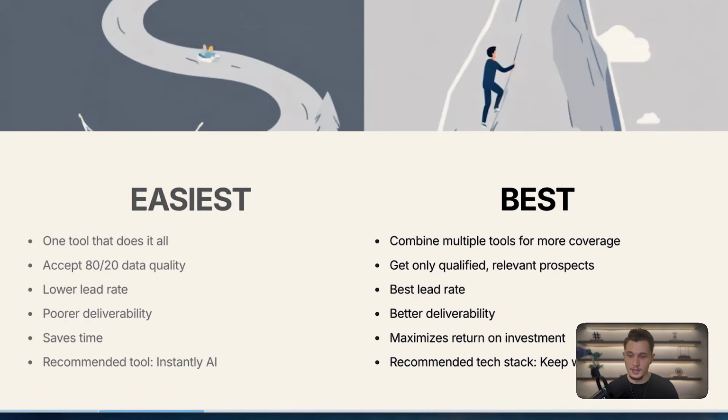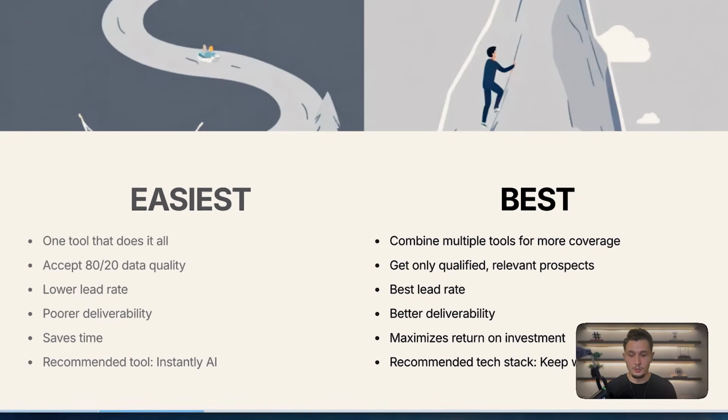Now, let's look at the easiest again. If you go for the easiest solution, which is having only one platform, you're accepting an 80-20 rule when it comes to your data. What does that actually mean? It means that very likely 80% of your data is going to be okay, and 20% on average is going to be somewhat irrelevant due to limitations of only using one tool and not double verifying or triple verifying everything that you have. Now, when we look on the best side of things, we're going to get only qualified and relevant prospects.